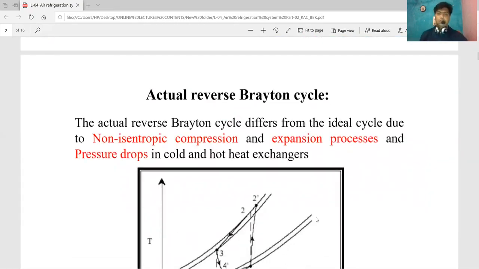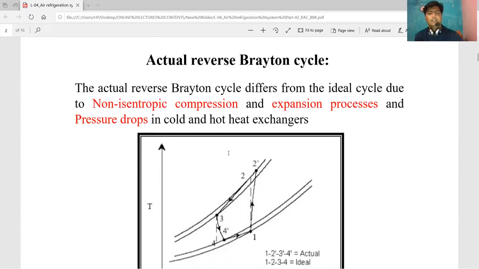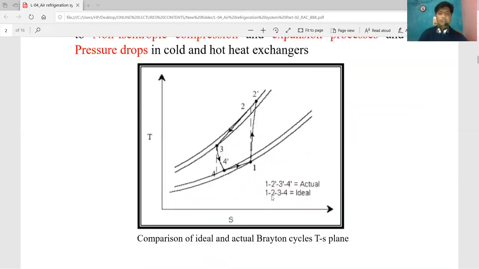The actual reverse Brayton or Bell-Coleman cycle is different from the ideal cycle due to non-isentropic compression, that is the 1 to 2 process, non-isentropic expansion, that is the 3 to 4 process, and pressure drop in the cold and hot heat exchangers, that is 4 to 1 and 2 to 3.